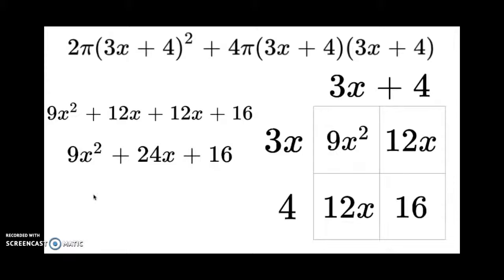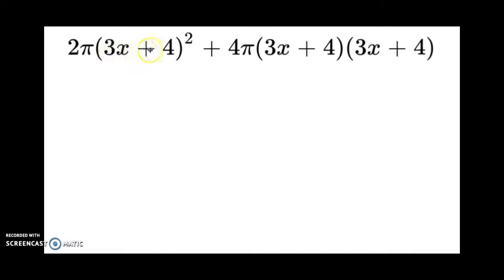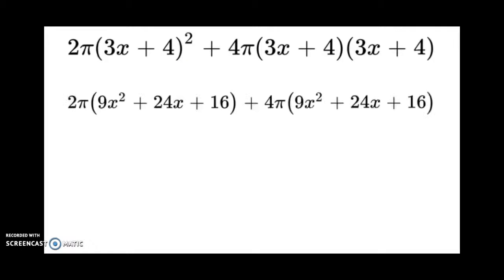So now what I'm going to do is replace the 3x plus 4 squared and both of these 3x plus 4's with the 9x squared plus 24x plus 16, because this squared becomes that I showed, and this times this is the same as squaring this, and these two multiplied give you the 9x squared plus 24x plus 16. Okay, so we expanded them out and multiplied.